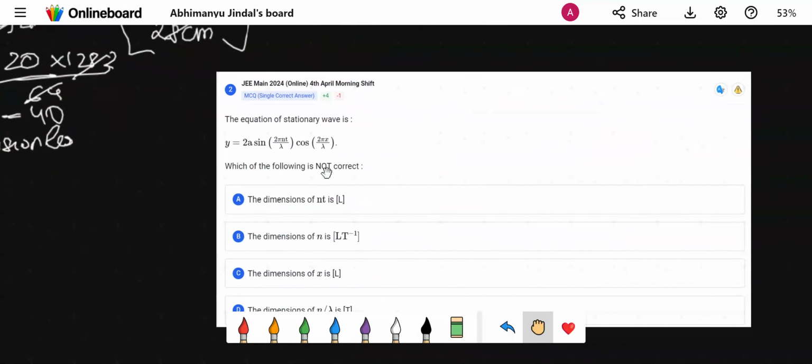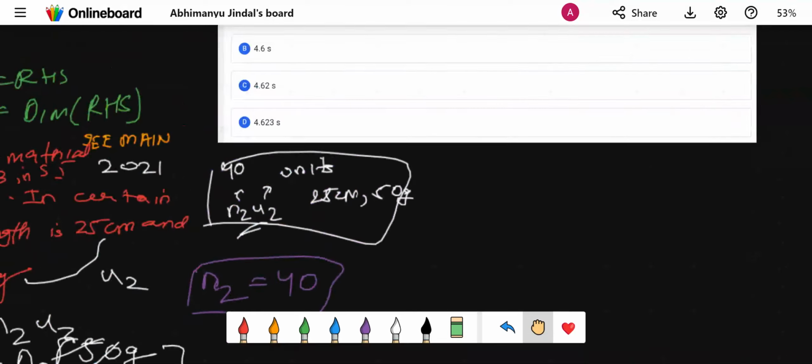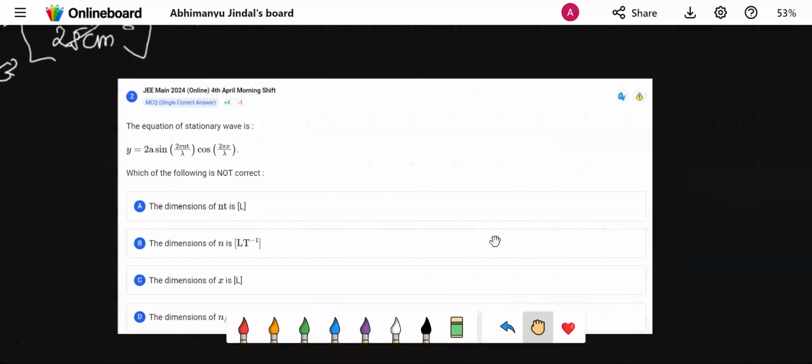This one right here is on the same concept which I explained to you guys about sine and cos having dimensionless quantities. So let's see what it states. It says that the equation of stationary wave. No need to know what stationary wave is. This is a UND question, doesn't matter. So y equals 2a sine something something. So nt, dimensions of n, x, and all of that, right?